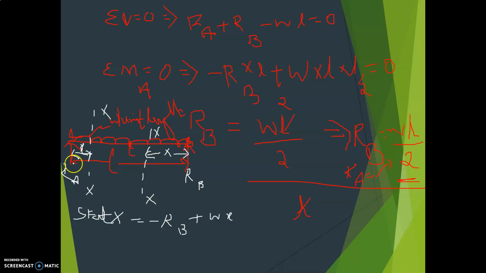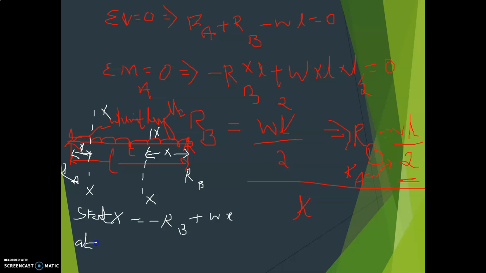If you consider from this side, shear force at X is plus RA minus W into X. Any side you can consider. So I consider from this side. So what is that now? Shear force find at different points. At B, first point is at B.